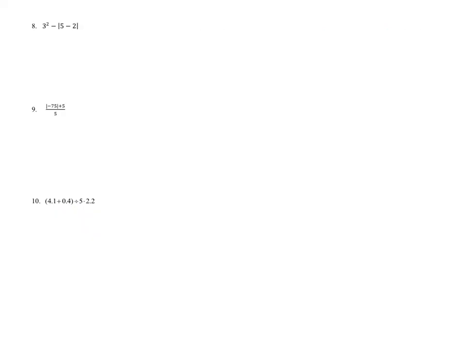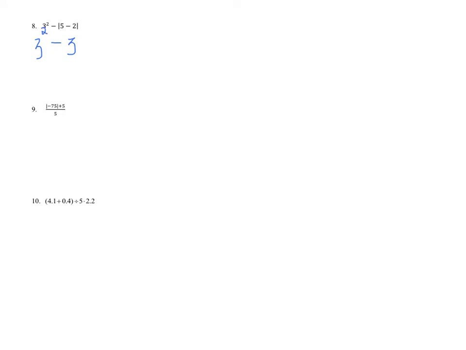Now in question number 8, I see I have the absolute value of 5 minus 2 within my problem. These absolute value symbols act as another form of grouping or parentheses that I need to start with. So the first thing I'm doing is 5 minus 2, which is 3, and the absolute value of 3 is also 3. Now notice that minus sign is in front of the absolute values, so that's something I need to copy down, as well as the 3 squared in the beginning.